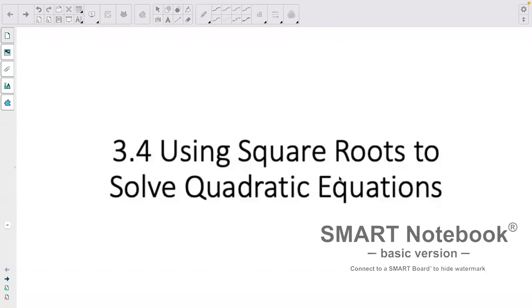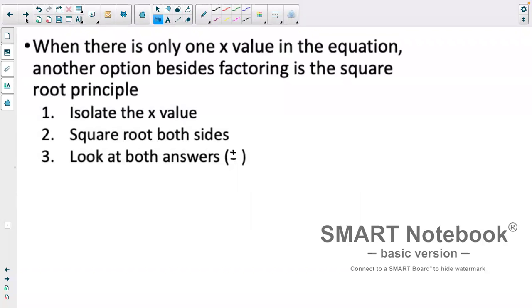Hello, today we're going over section 3.4, which is using square roots to solve quadratic equations. When there's only one x value in the equation, another option besides factoring is the square root principle. To do it, we want to isolate our x value, square root both sides, and look at both answers.